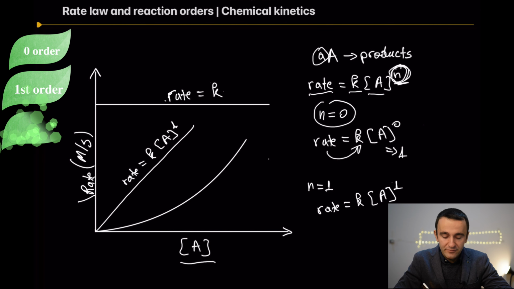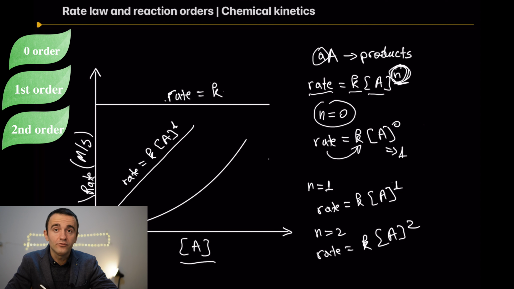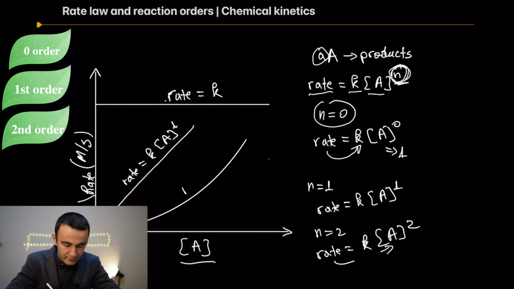We have also the second order reaction, so n equal to 2. The rate is going to be, this time, k multiplied by the concentration of A to the power 2. So the rate is proportional to the square of the concentration of the reactant. It's going to be this line here. Rate equals k[A]^2.